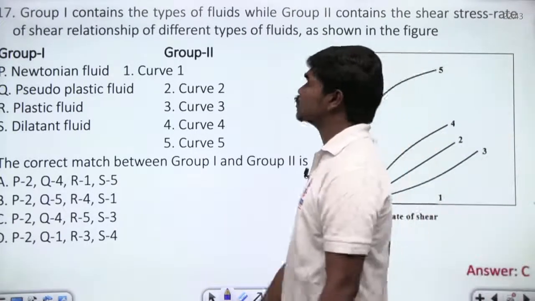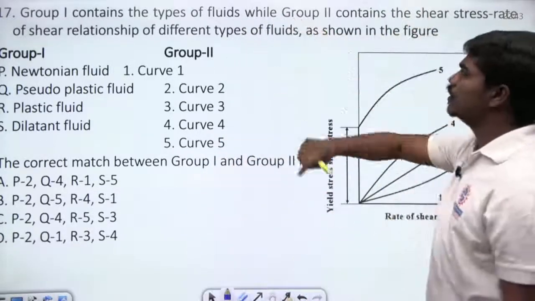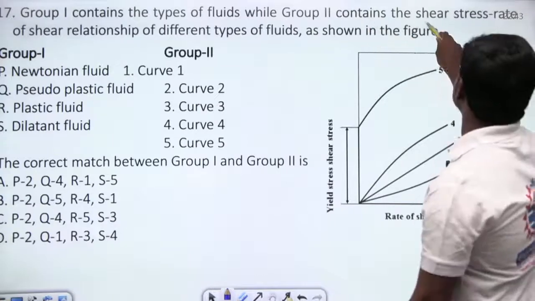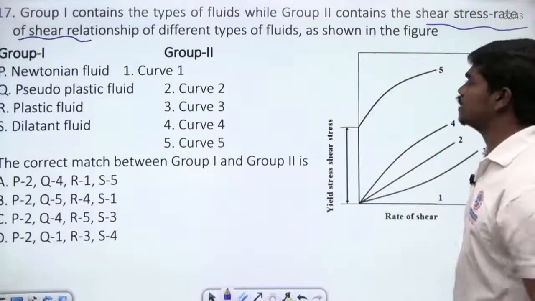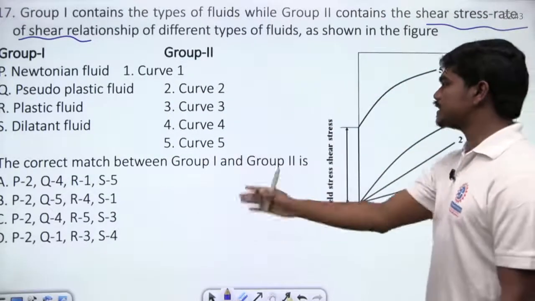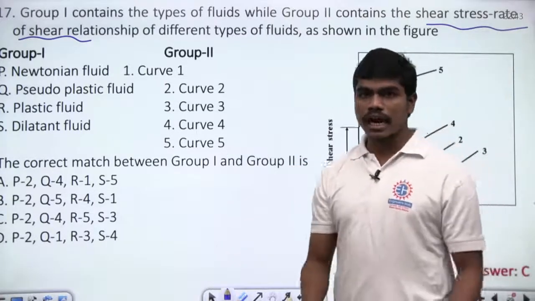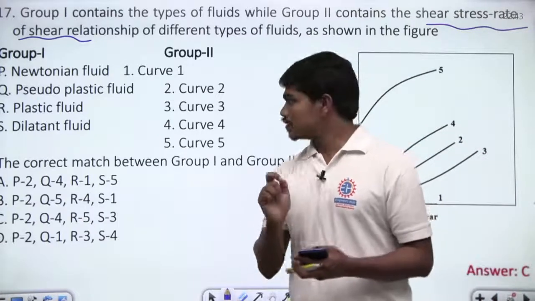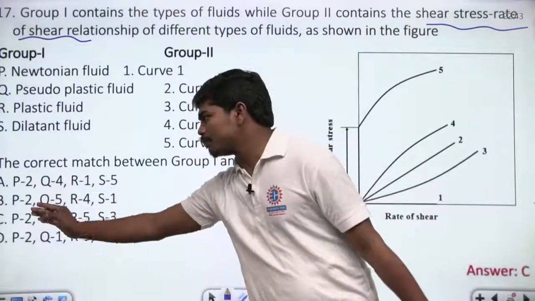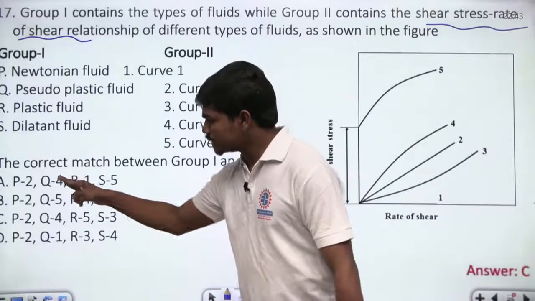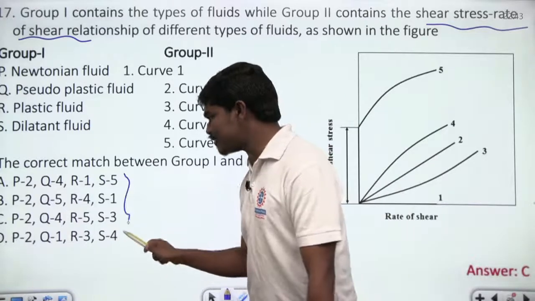Group 1 contains the types of fluid, while group 2 contains the shear stress rate of shear relationship of different types of fluids as shown in the figure. So the correct match between group 1 and group 2 is dash. Look, when solving these kinds of questions, the main thing that you need to identify is, here all the P's are 2. If you keep on checking P, there won't be any use. If you check Q, there are 2 options of Q which are the same, so there is no use. But if you see R, they are different for all the options, correct?